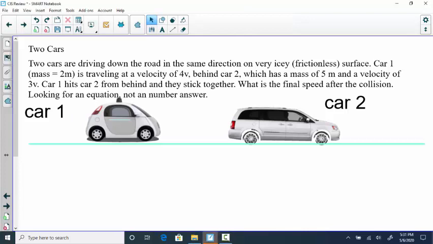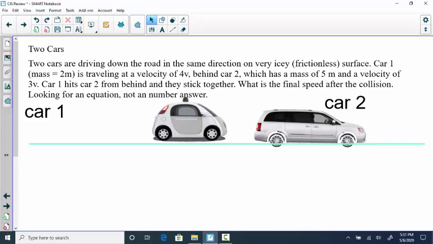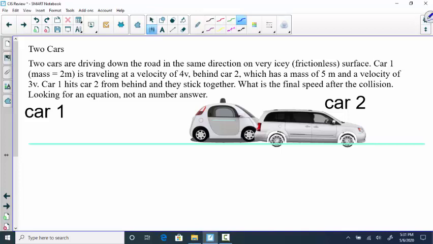This little car, by definition, is going faster than this car. So the little car is going to collide with and overtake the big car. Now, again, what type of collision do we have and what's going to happen? So it says that they stick together. So we know that this is going to be a collision where they stick together.